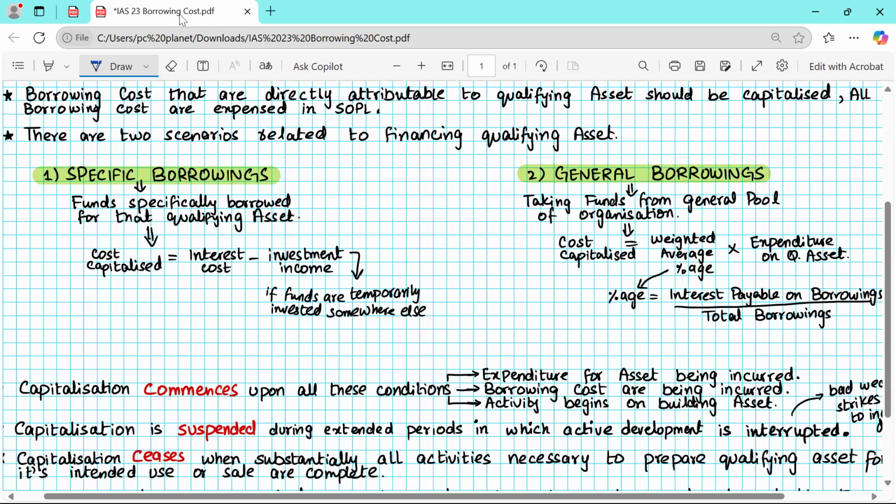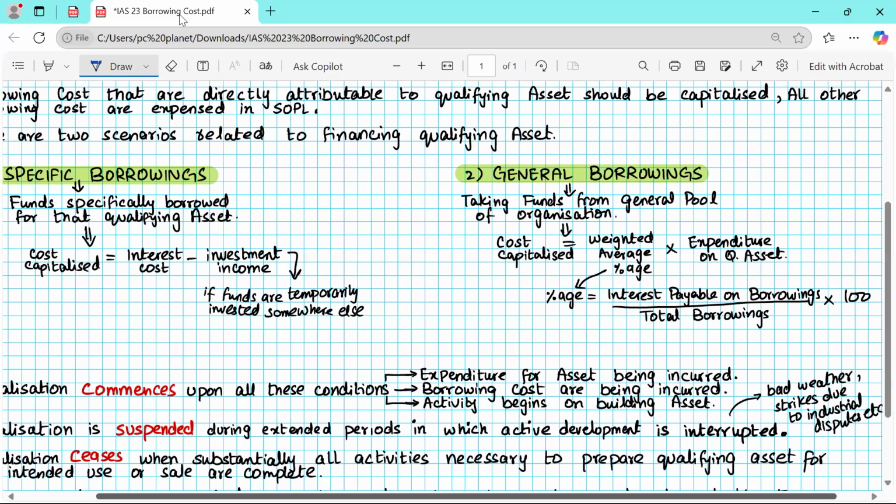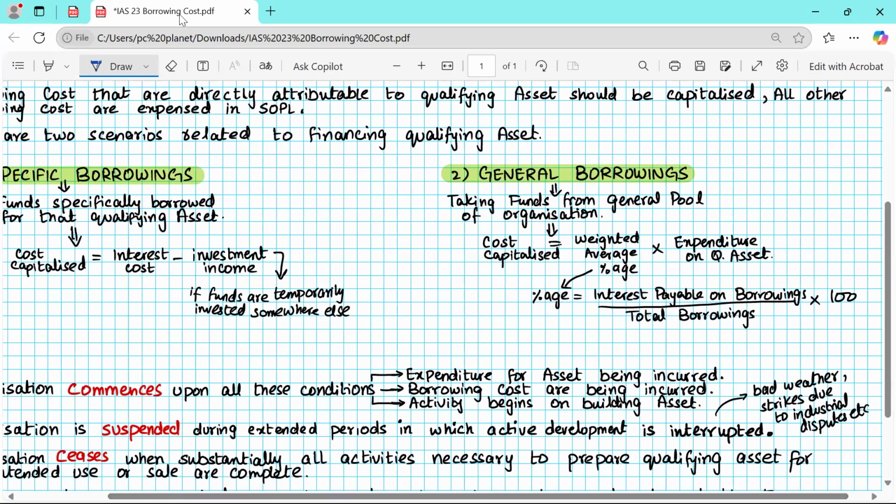The rest of the investment income will be added to the P&L, and the rest of the interest cost, except for the directly attributable one, will go also to the P&L. You will expense that out. Now comes second, general borrowings. Now, general borrowing means taking funds from the general pool of an organization.